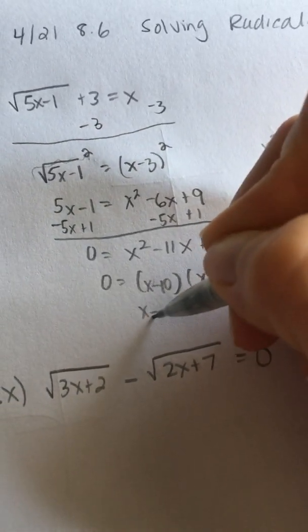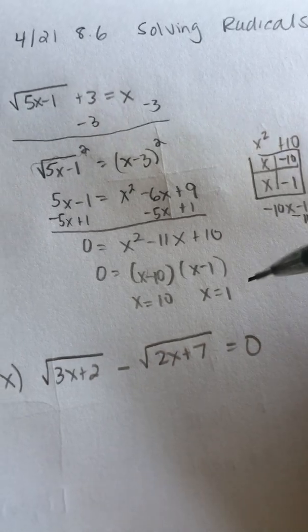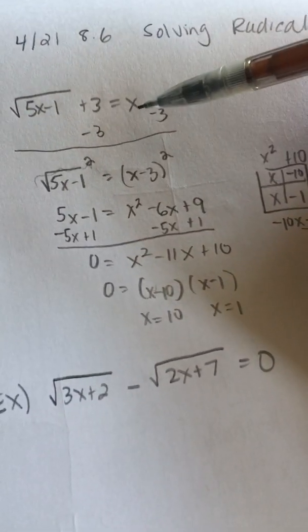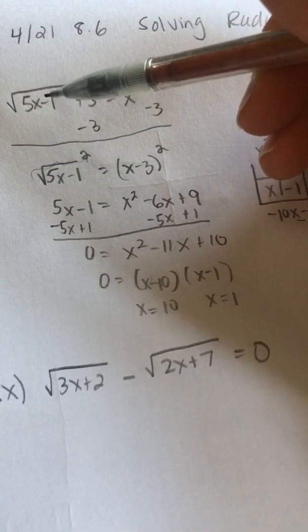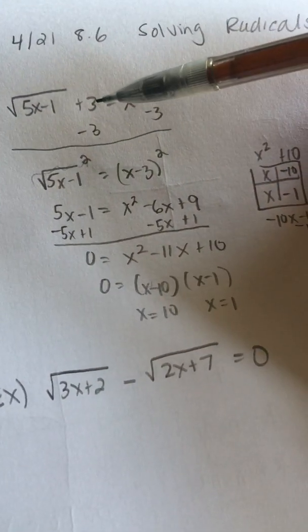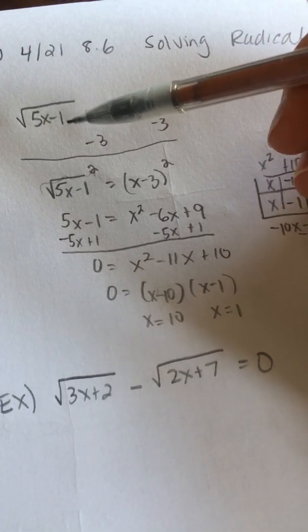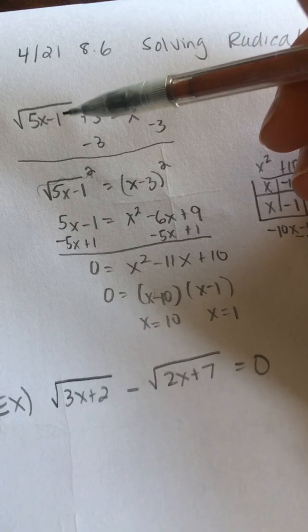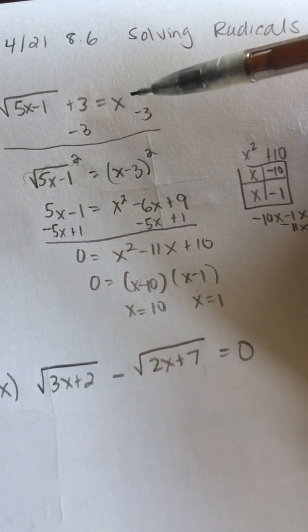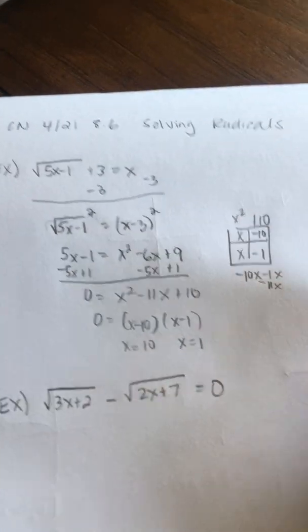When I solve, I get 10. And I get 1. So if I were to check, a 1 here, good. Plug in a 1. Square root of 4 is 2. 2 plus 3 is 5. Does that equal 1? No, then this would be extraneous. So maybe just showing that quickly.